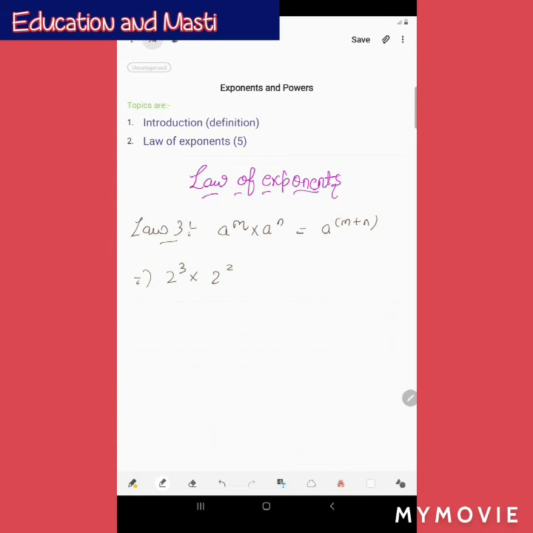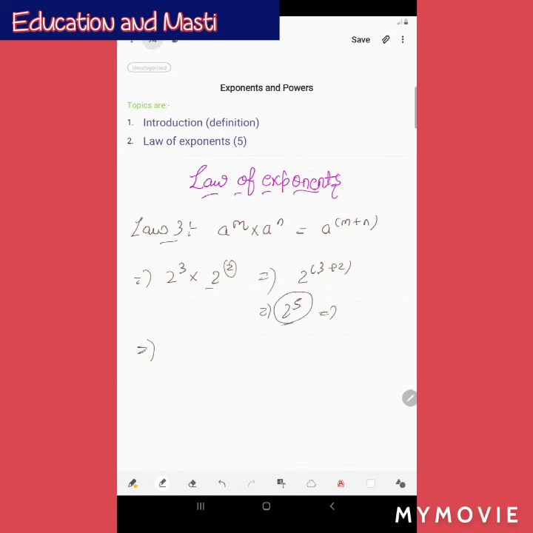Like suppose 2 cube into 2 square is there. How will I get this answer? Rather than doing all those things, if I directly take the base 2 and the powers 3 plus 2, I will get 2 to the power 5. And then if I further solve the equation, I will get the answer. Sometimes you will be asked only to simplify this expression, or sometimes to get the answer from the expression also. The same thing you have to do in this. Just take the power. This thing is the power or index, remember, and this is the base. Don't get confused with that. So we have to add the powers and then we get this answer.